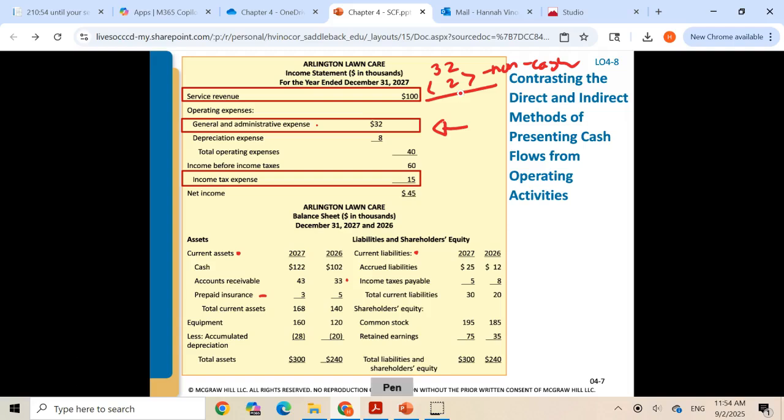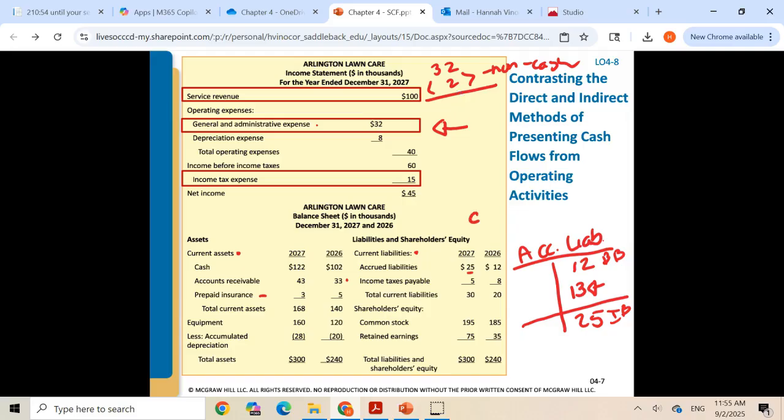So I'm going to draw my T account for accrued liabilities. And we started with a $12 balance. Remember, this is a liability, so we start on the right side of the T account. And we ended up with a balance of 25, which means that we had to have credited accrued liabilities by $13, right? That's how we get from $12 beginning balance to 25 ending balance. So again, how would I have recorded this $13? Well, I know that I credited accrued liabilities $13.